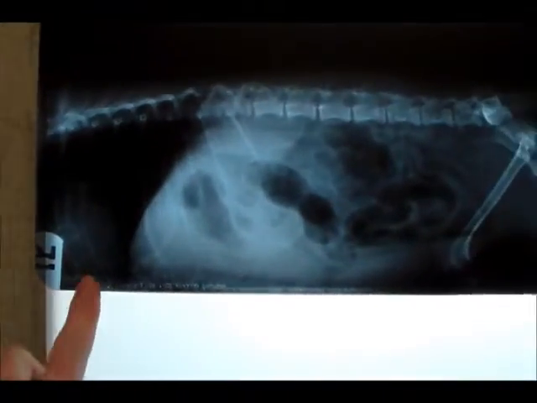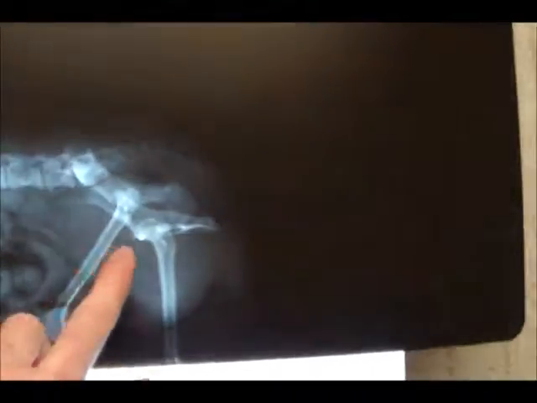And here we have a hips lateral, hips there. So you have your marker right here, so it's a right lateral hips view.